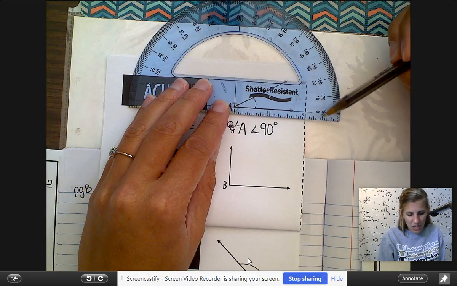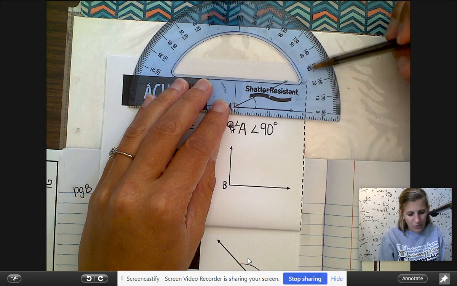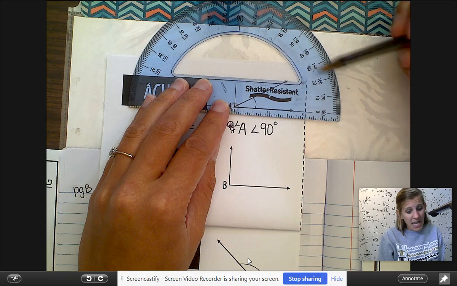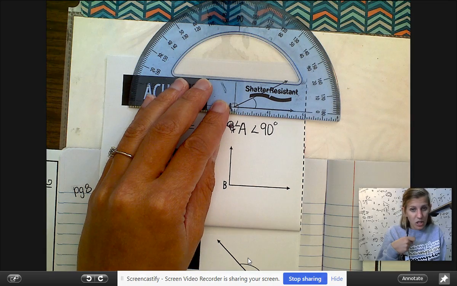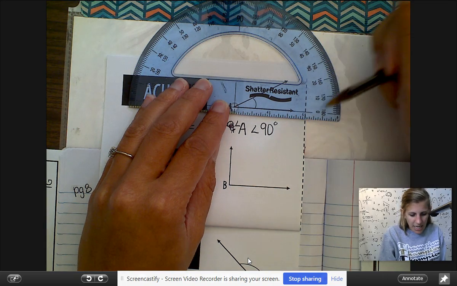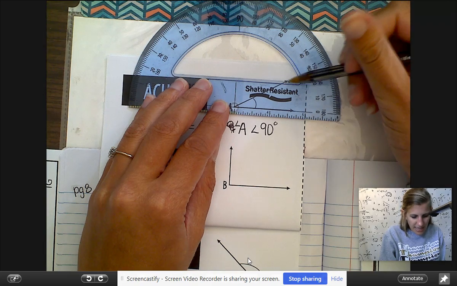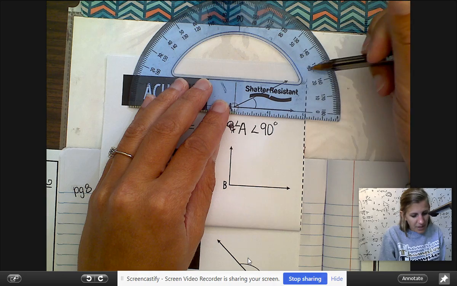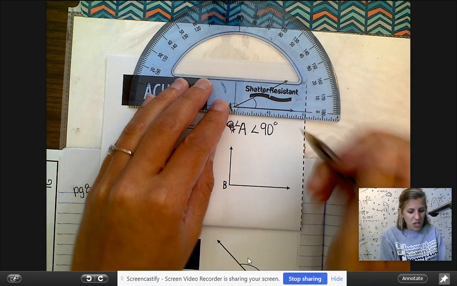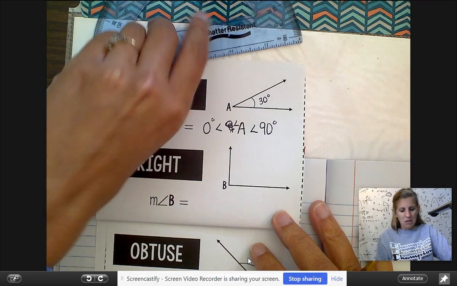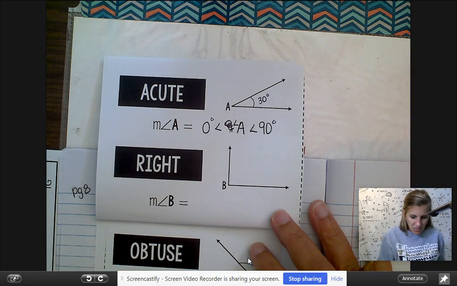Now you'll notice it counts two ways, 0, 10, 20, 30, 40, 50, or 180, 170. And it doesn't really make sense to count down. And also I'm a small angle, so I should be small numbers. And so you want the inner loop of numbers here. And if I follow that ray out, to me, it looks like it's about 30 degrees. You could always extend the line if you need to be more precise than that, but we're just going to go with 30 degrees. I feel like it looks pretty good.